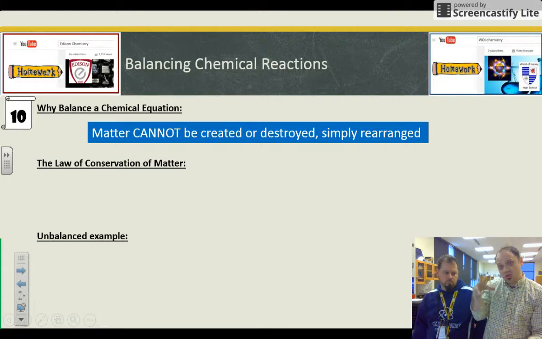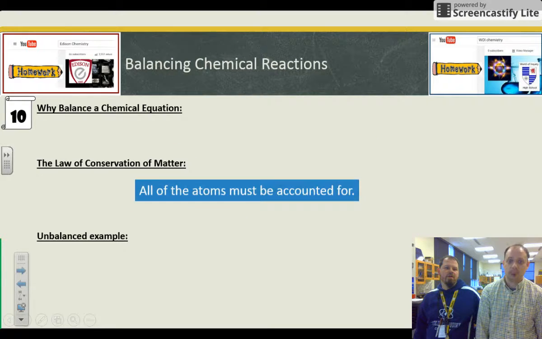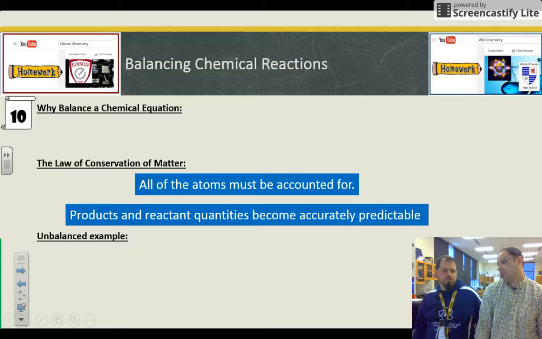And especially if it's a sealed system, which is kind of how we're imagining these reactions occurring, nothing can go missing. It's all still there. So we have to balance a reaction to show where it came from and where it goes to. So that's it. Can't be created or destroyed, just rearranged. Another version of what we just said: all atoms have to be accounted for in a chemical equation.